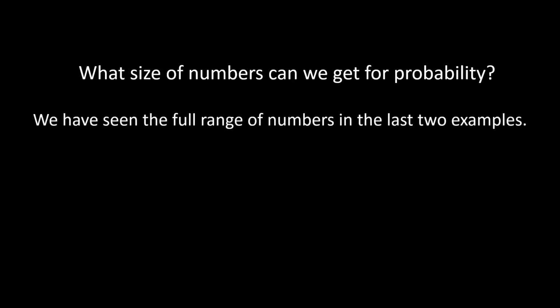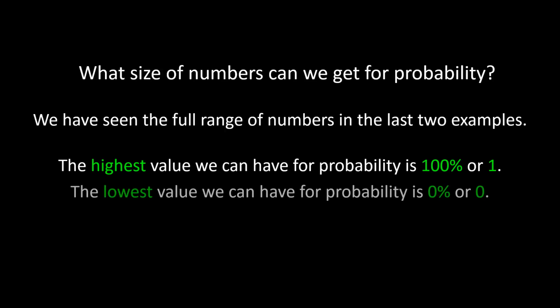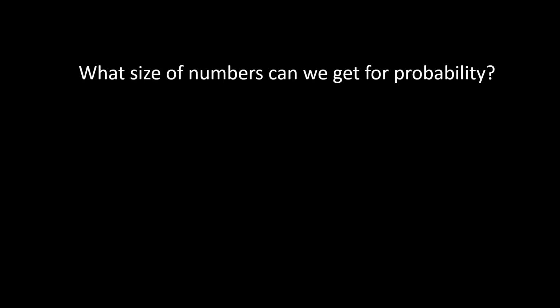So let's have a look what we've got. We've got the full range of numbers that we use in probability in those last two examples. The highest value we can have for a probability is 100% or 1, and the lowest value we can have is 0% or 0. So let's have a look at those on a number line.